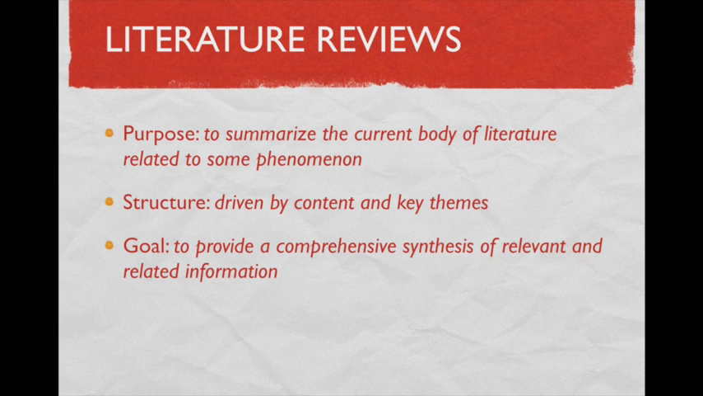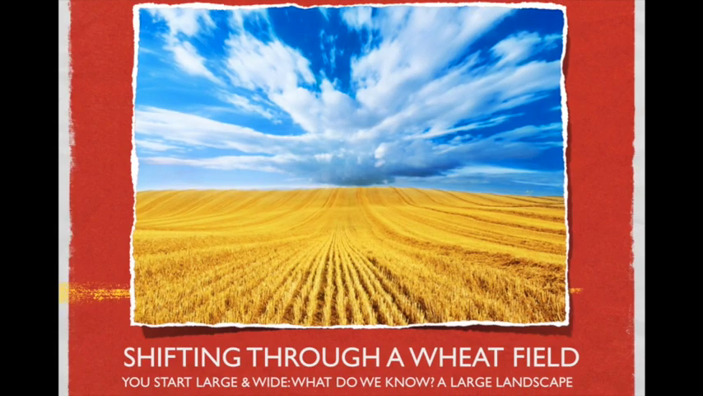The goal at the end of the day, the most important thing about a lit review, is that it provides a comprehensive synthesis of relevant and related information. And for the purposes of our class, we're going to be using peer reviewed research as a means to understand what we know is out there in the literature as a means to affect the future. And we're going to do that through the synthesis of relevant and related information. So let's dive in here a little bit.